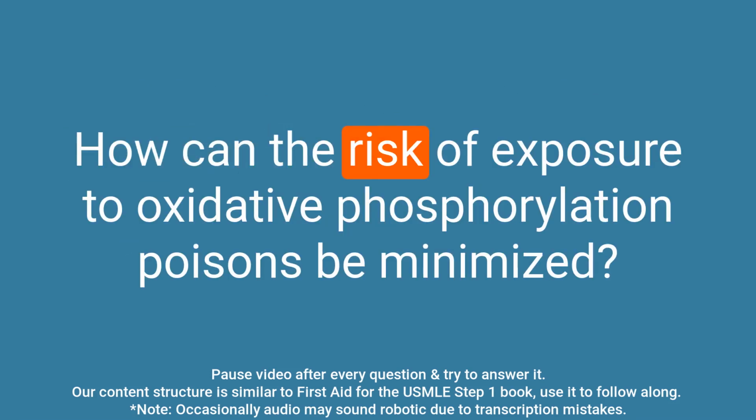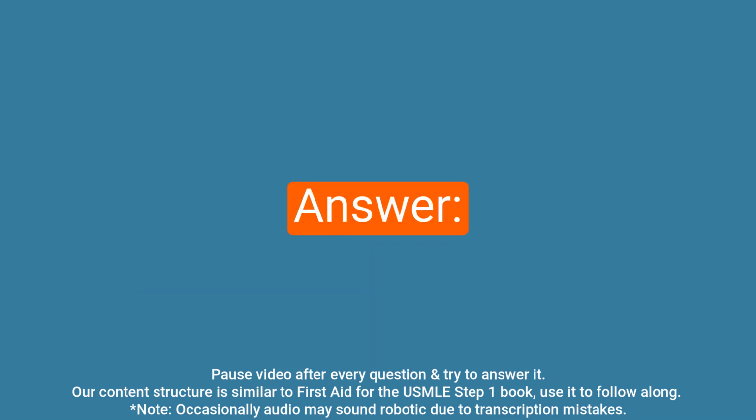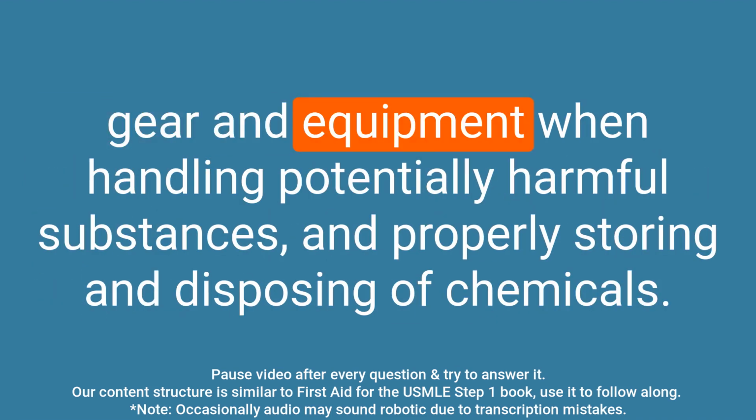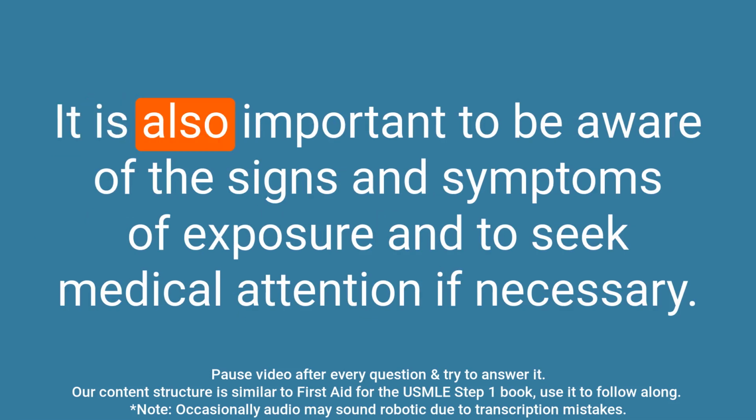Question: How can the risk of exposure to oxidative phosphorylation poisons be minimized? Answer: The risk of exposure to oxidative phosphorylation poisons can be minimized by avoiding exposure to known toxins, using protective gear and equipment when handling potentially harmful substances, and properly storing and disposing of chemicals. It is also important to be aware of the signs and symptoms of exposure and to seek medical attention if necessary.